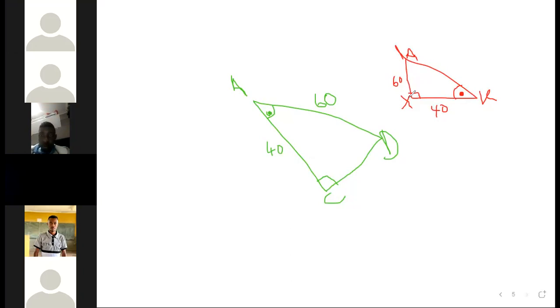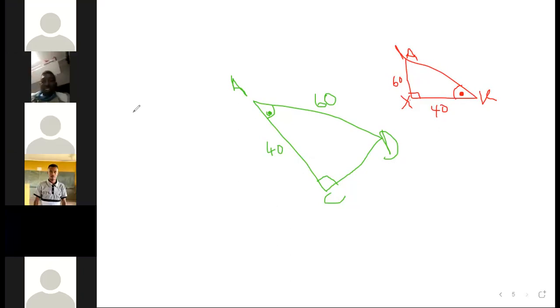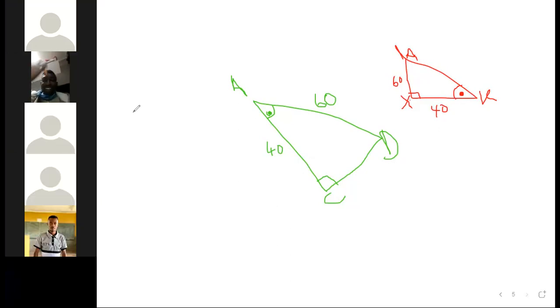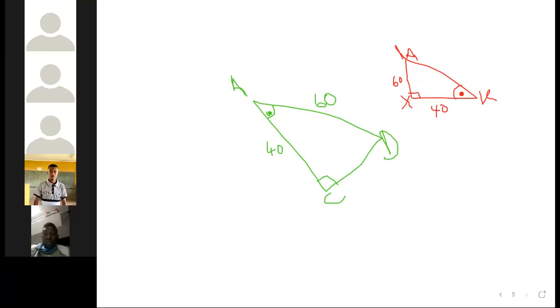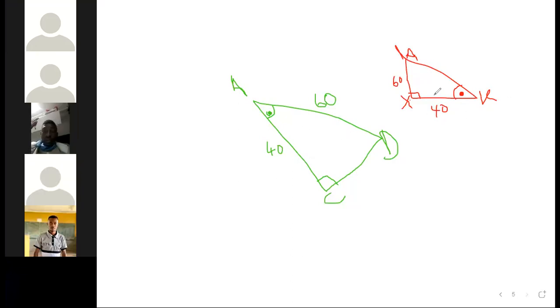X, which side is opposite to X? Raise up your hand. Which side is opposite to X? Hans, you have an answer? Is it AK? AK, good. AK is opposite to X, good. And then which side is adjacent to A?